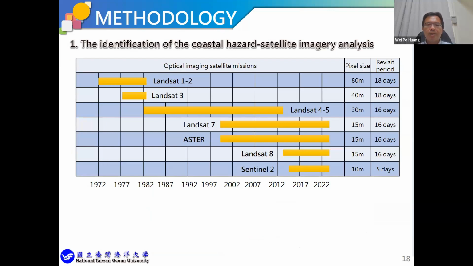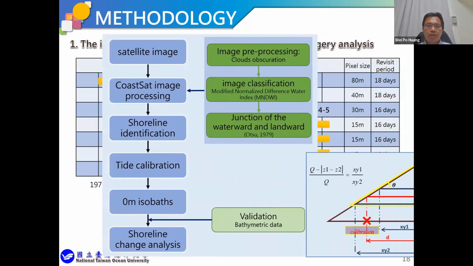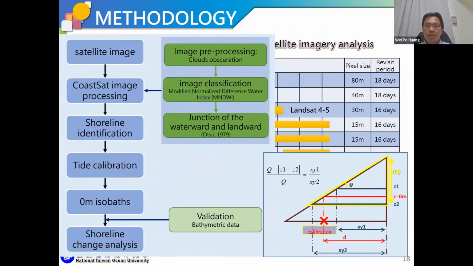The slide presents an overview of various satellite images, detailing their characteristics such as resolution and monitoring period. Specifically, we opted for images with a clear view within the last 5 years. To establish accurate coastlines, we employed the CoSAT software. Subsequently, these coastlines underwent modifications, accounting for tidal elevation and bathymetry slope adjustments to establish the 0-meter isobase for more precise analysis.